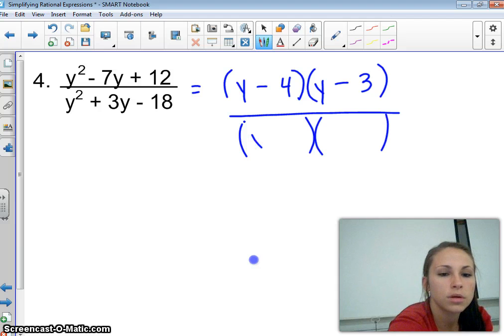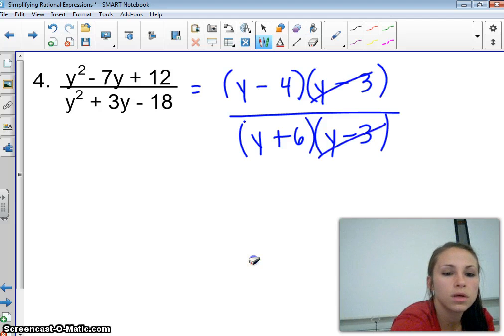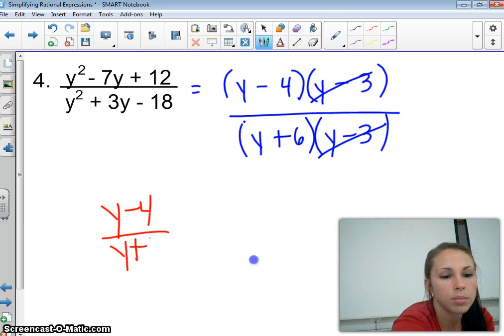This one's an easier one. y and y. This would have to be 6 and 3. And this would end up being a plus 6 minus 3. So my y minus 3's will cancel. And so my final answer will be y minus 4 over y plus 6.